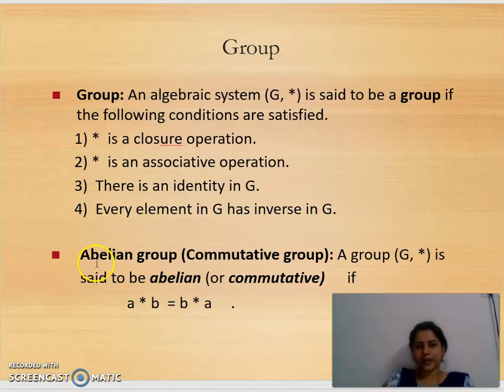And one more type of algebraic system is the abelian group. First check whether the algebraic system is a group or not. Then apply the abelian group property. That means a group is said to be abelian, or we also call it commutative, if it's satisfying a * b equal to b * a, meaning it's satisfying the commutative property. Along with all the group properties, it must also satisfy the commutative property. Then we call that algebraic system an abelian group.